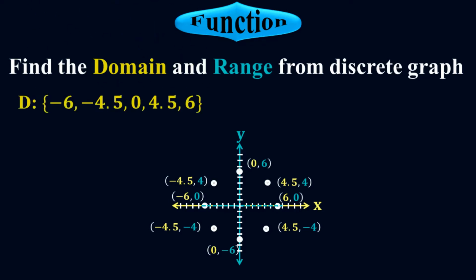Its domain will be -6, -4.5, 0, 4.5, 6. All the x values or all the x coordinates show the domain for this function. But there are some values along x-axis. They are repeated on both sides. So I'm going to take a common one. I will take it once, not twice.